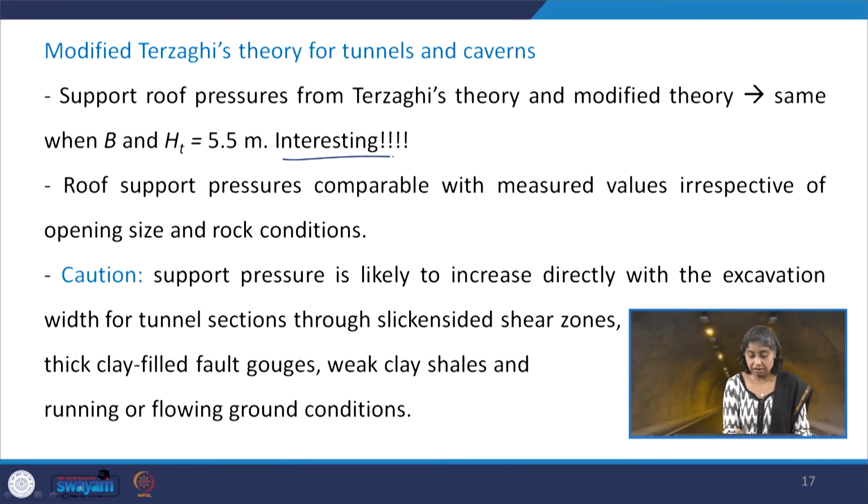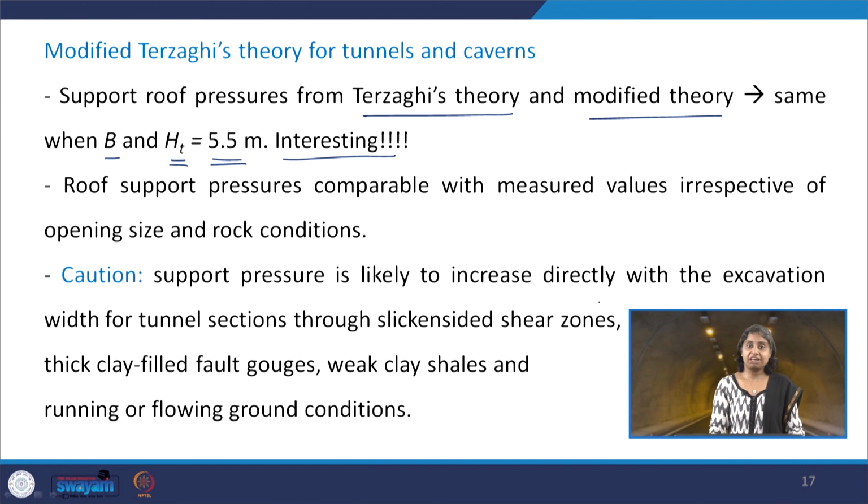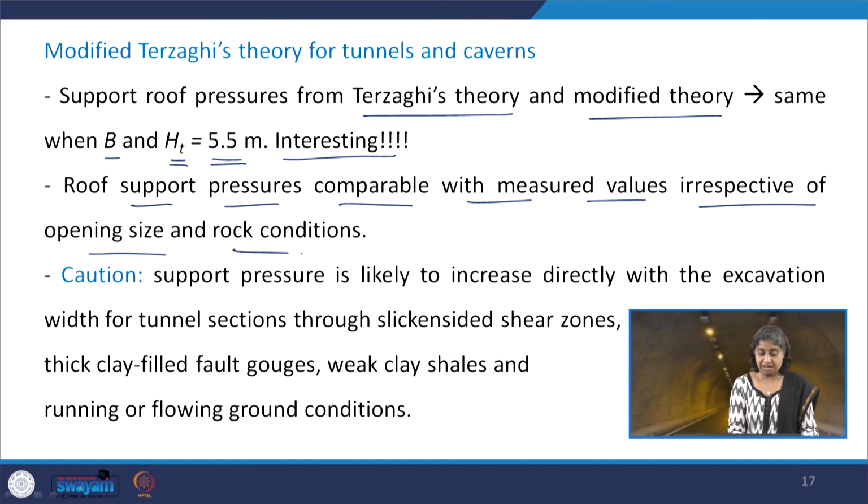Now, there is an interesting observation here that the roof support pressure from Terzaghi's theory and the modified theory that we just now saw will come out to be the same when B and HT are equal to 5.5 meters. So, this was an interesting observation. But the roof support pressures are comparable with the measured values irrespective of opening size and the rock condition when we followed this modified Terzaghi's theory.